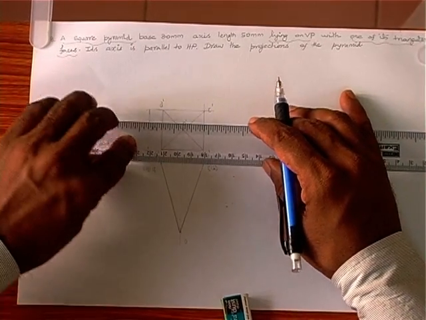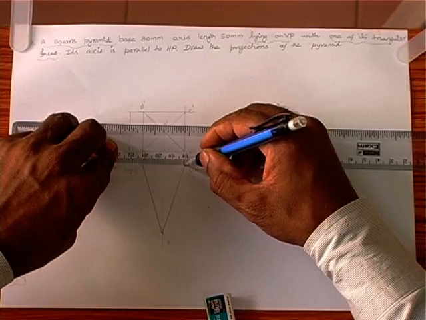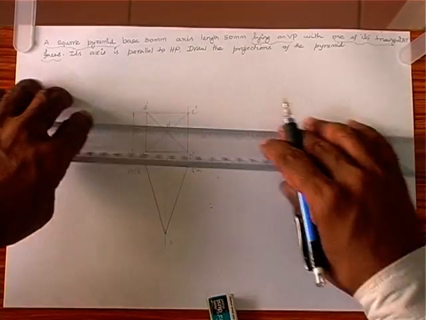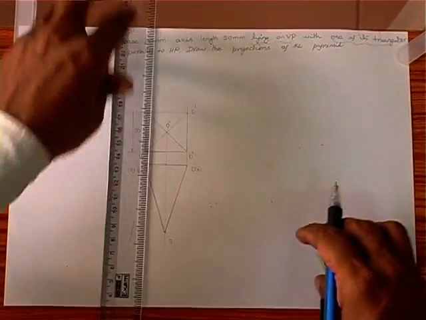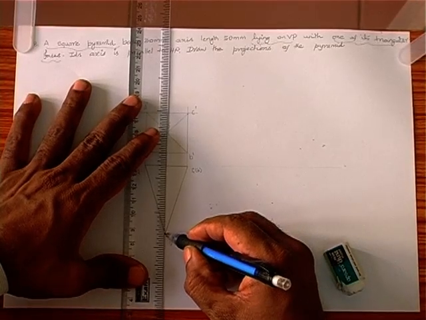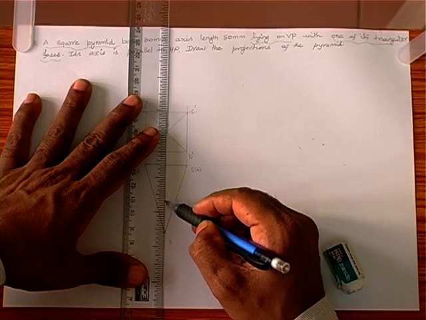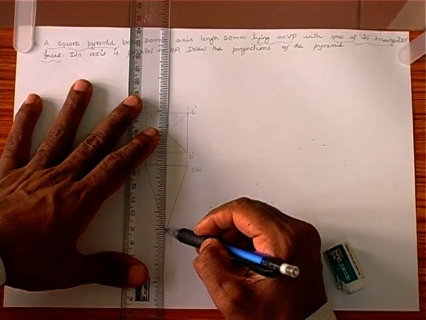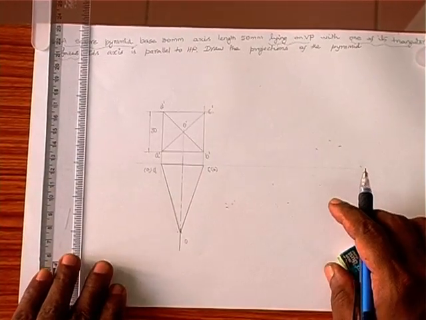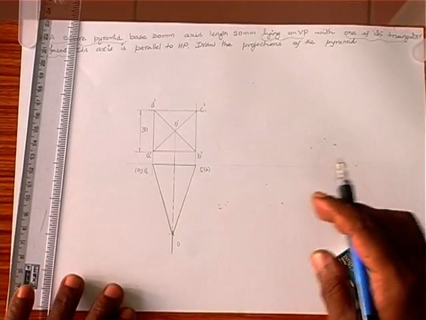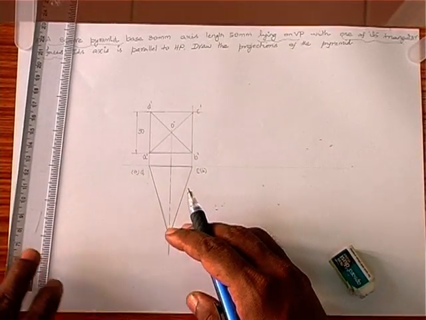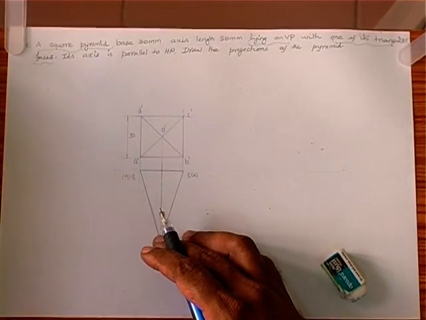So here is the top view. We can put the axis line also. So this is the initial position of the square pyramid with one of its triangular faces completely on VP.